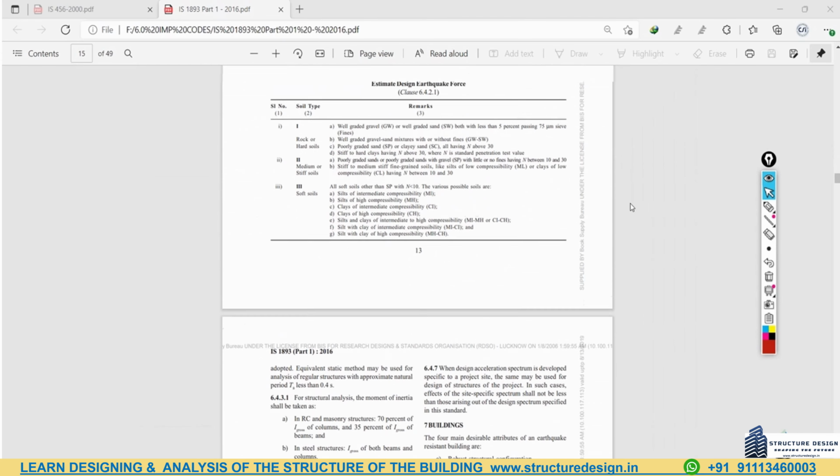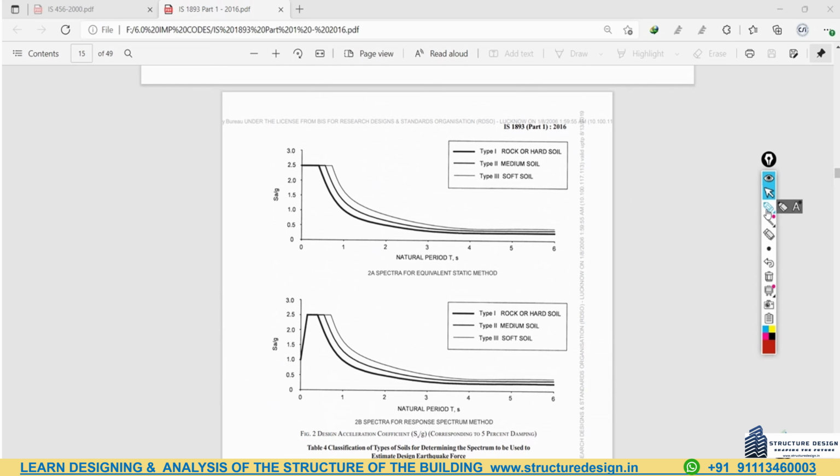If you come more below, you will find a graph here. This graph is the Sa/g versus time period graph. So we calculate the natural time period of your building, and we see what Sa/g is coming for that time period, and we apply the forces. So we have two graphs here.